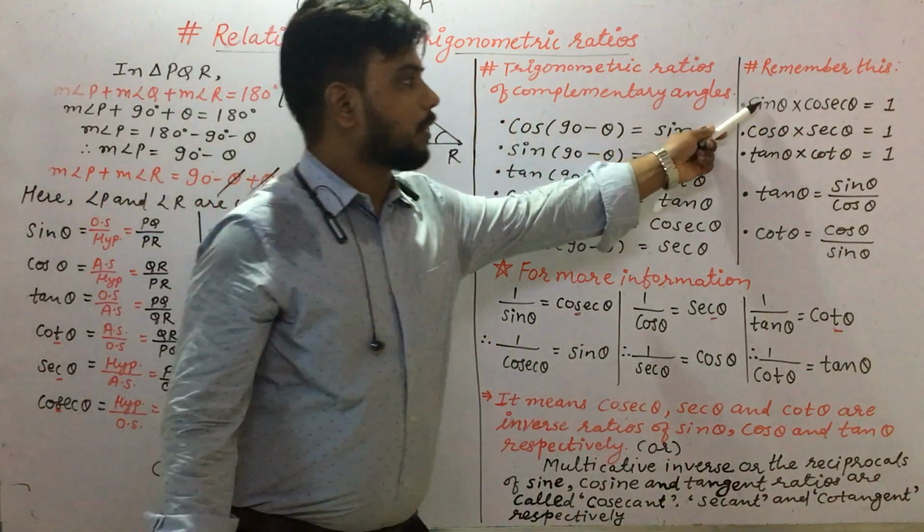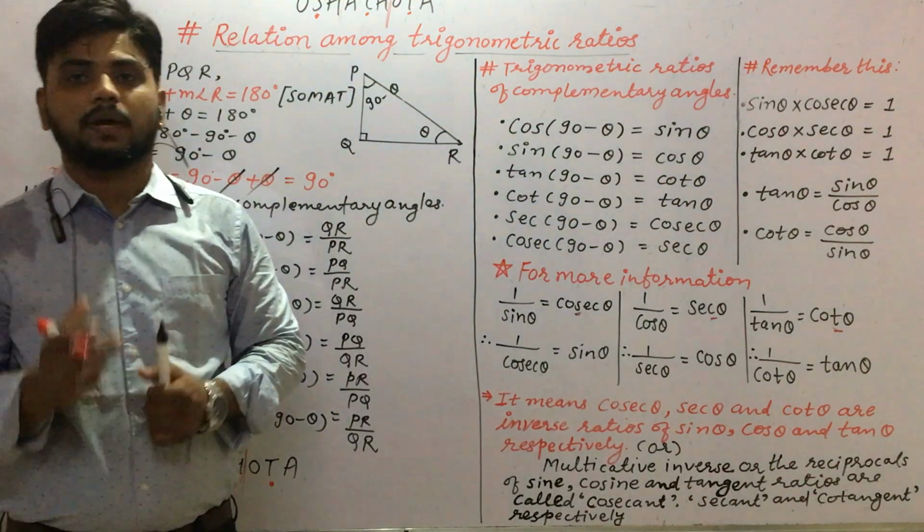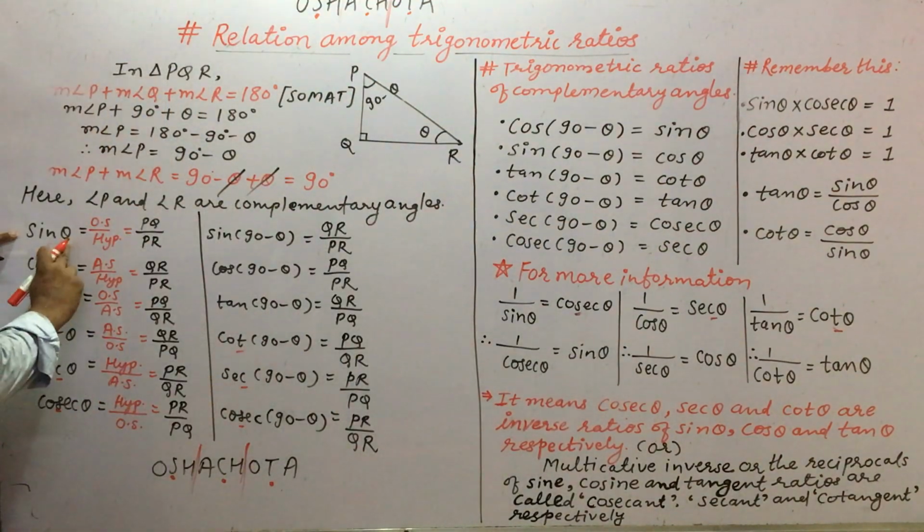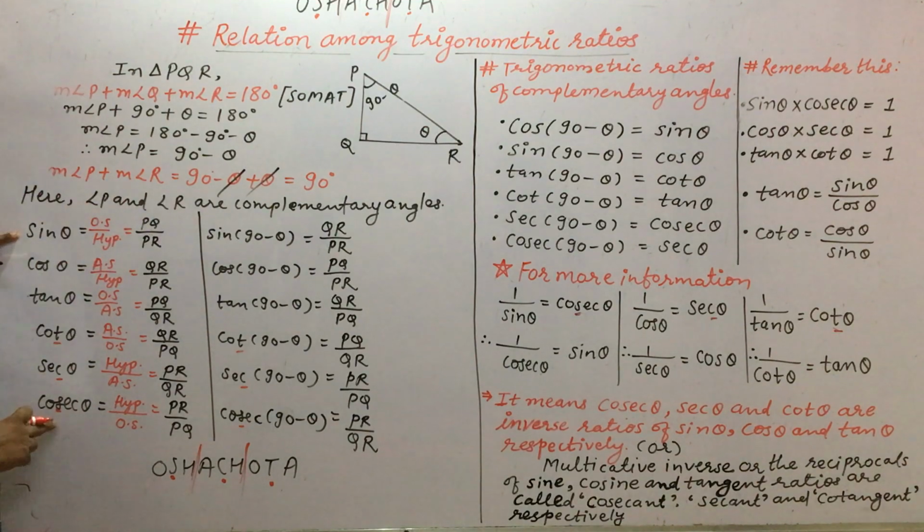Now let's talk about this. Sine into cosec is 1. Why? Now what is my sine? PQ upon PR. What is my cosec? PR upon PQ. Let's multiply this.